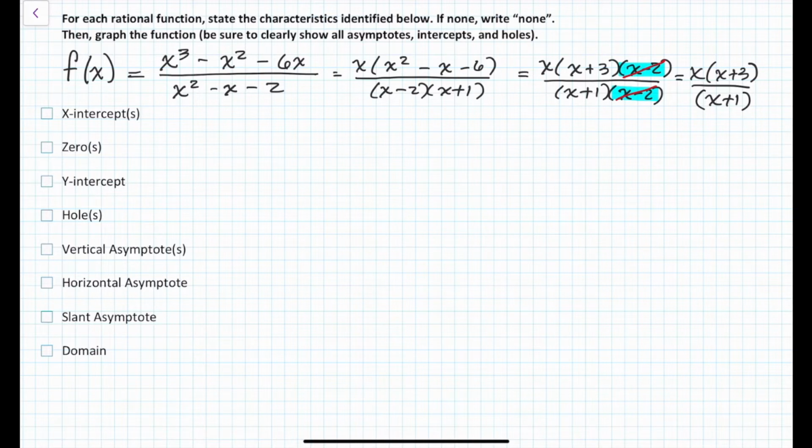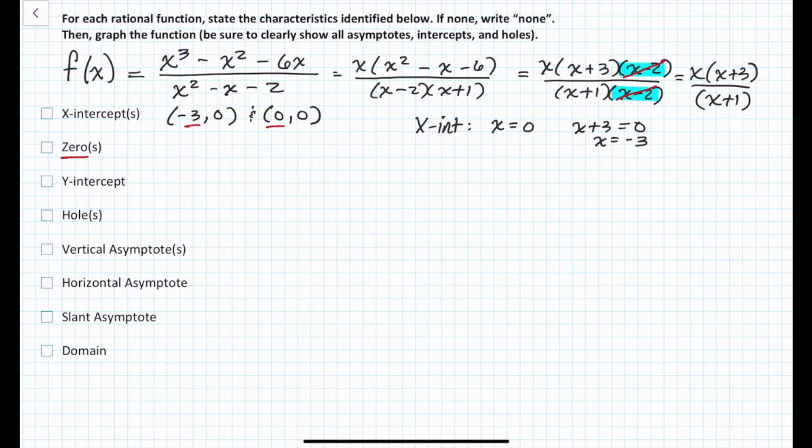So now let's identify these characteristics. So starting with the x-intercept, recall we set the numerator equal to 0 and solve for x. So don't forget about that x hanging off the end there. We have to set that equal to 0 also. So we get two x-intercepts here, negative 3, 0, and 0, 0. Now if you were asked for the 0, that is when you just give the x value of your x-intercept.